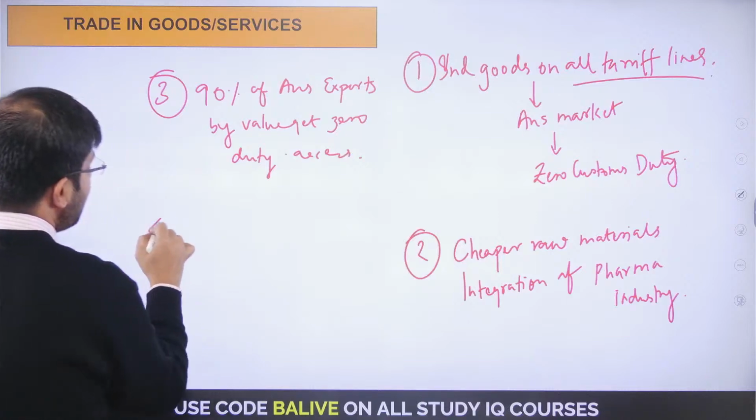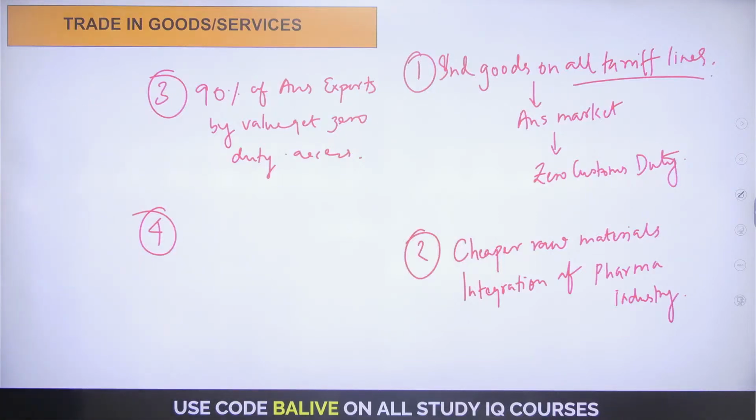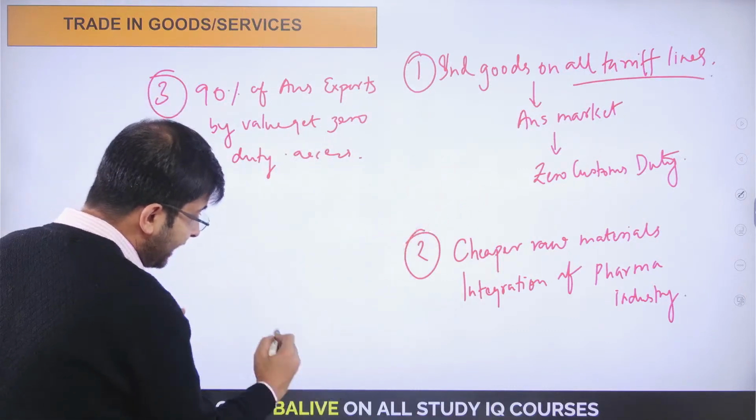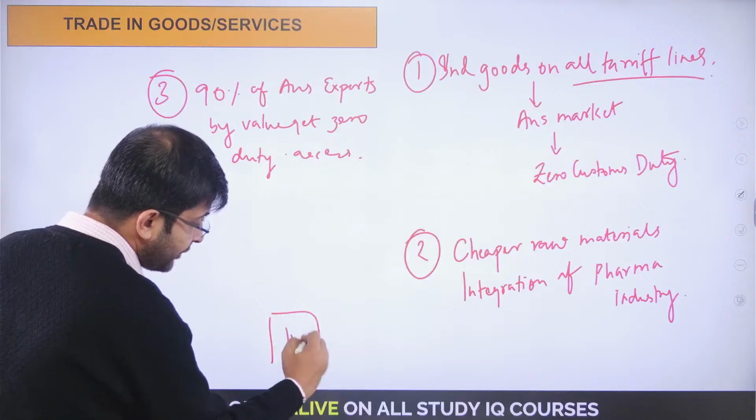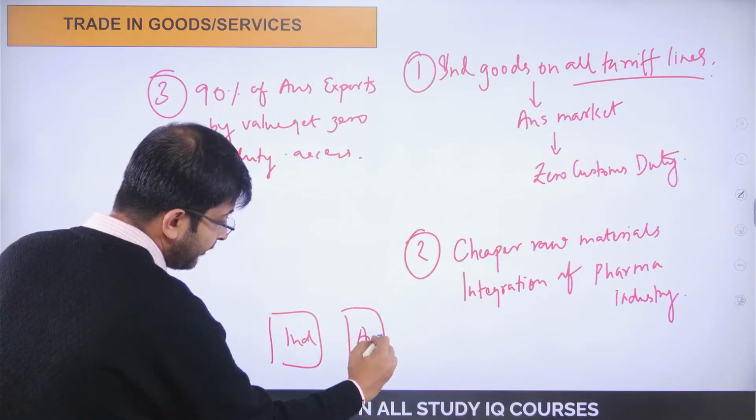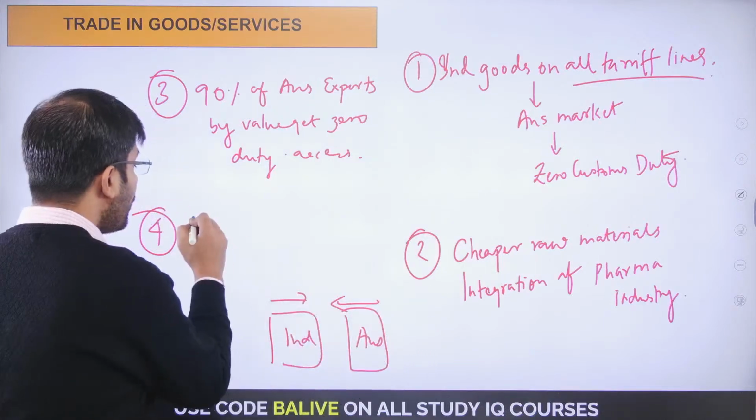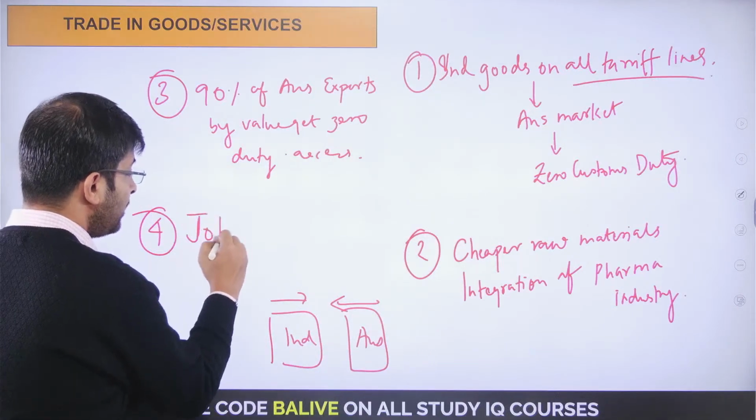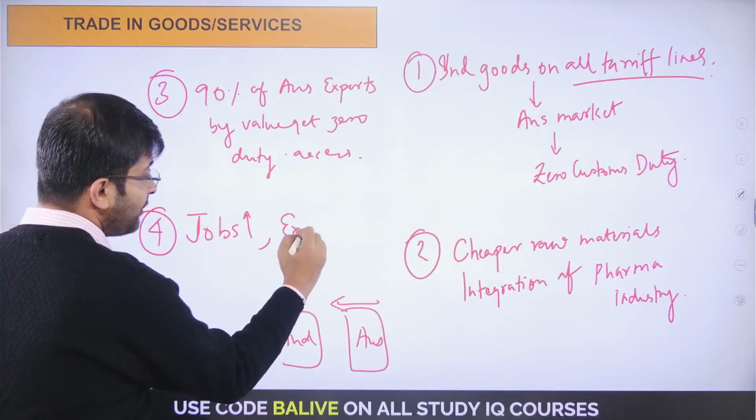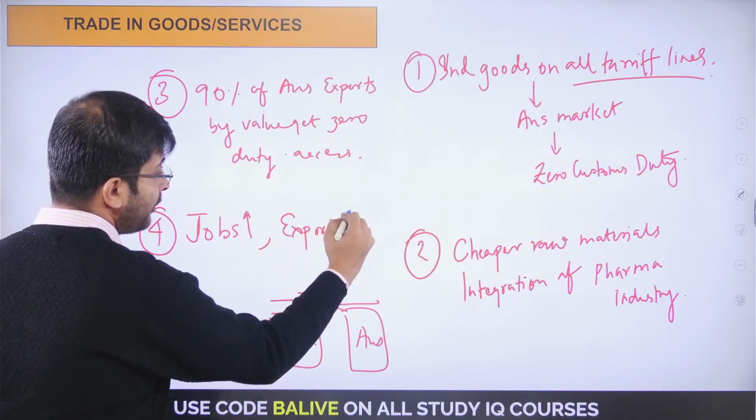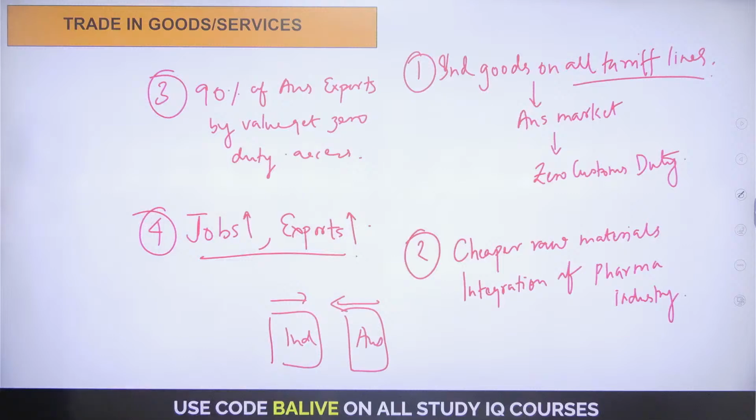You see? And number four, tell me what else could be the significance of this? This means further integration of the Indian and Australian economy. This is what is happening. They are integrating towards each other, which means more and more jobs will be created, right? And the exports value from India will go up also, right? This is how India benefits out of the India-Australia ECTA.